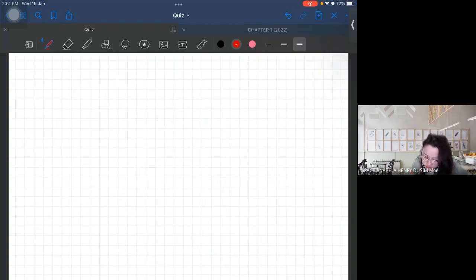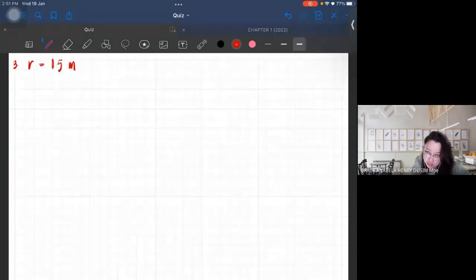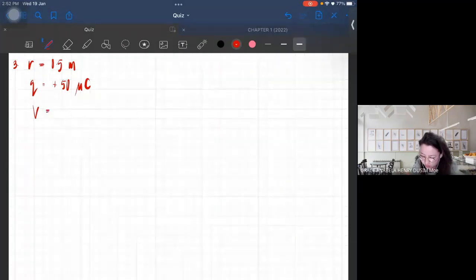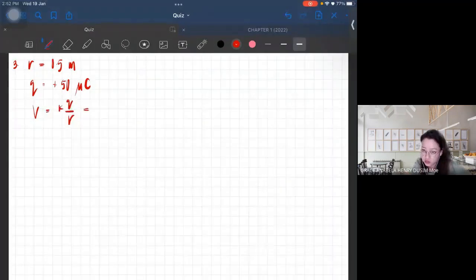Okay, number 3 pula. This is on electric potential. So R is 0.5 meter. If it is positive and negative charge, this is basically just to test whether you remember that we need to include the sign untuk electric potential. Untuk electric potential saja. Okay, so V is equal to KQ over R. So this will be 360 kilovolt.